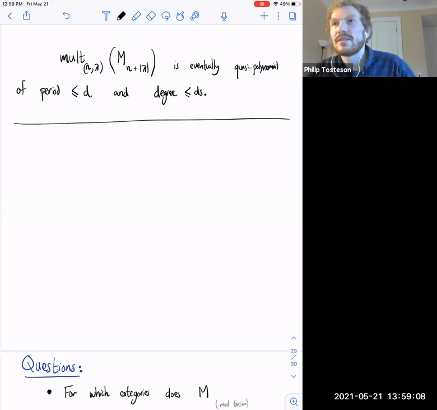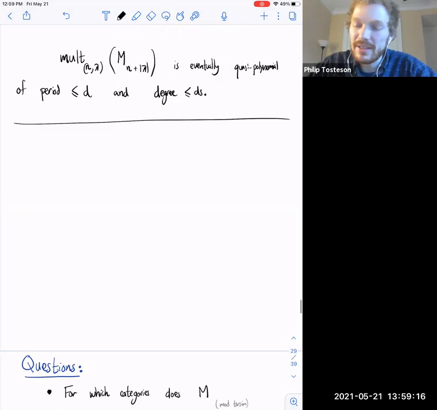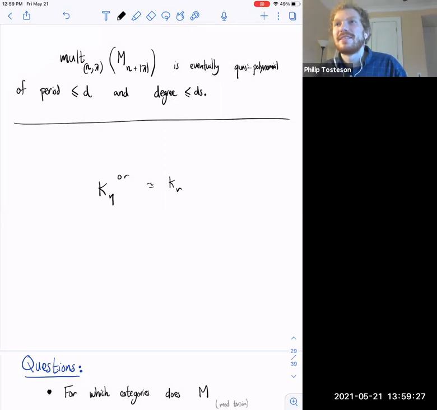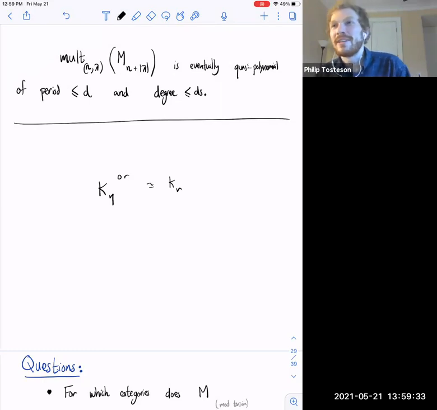For FI modules, even the projectives, you might have to do multiple things, right? Well, it depends on how you interpret it. For FI modules, you have that K_1 to the R is isomorphic to K_R. Oh, okay. I was just thinking about K_1. Yeah, so you can do R one times or one R times.